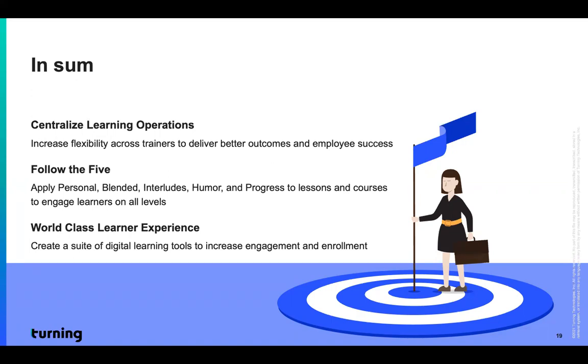There are ways to facilitate having a single platform to pull tools in, but you should be thinking about, as you pull together your suite of tools, what are those things that can achieve the personal, blended, interlude, humor, and progress pieces? How do those five things get solved by pulling tools together? And ultimately, how do they get solved by not having to open multiple tools in order to achieve results? Very important to do that.